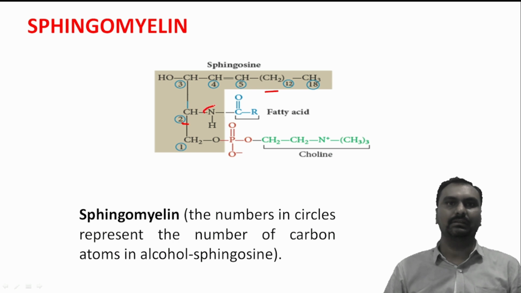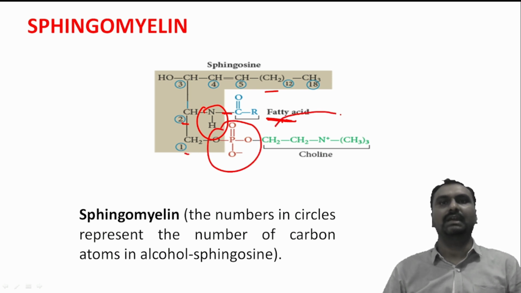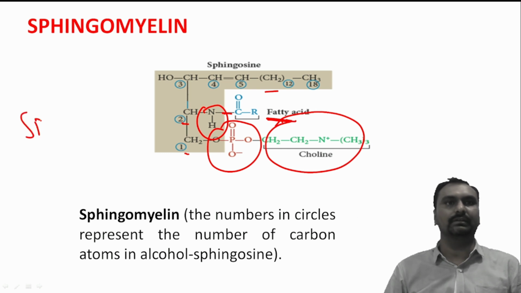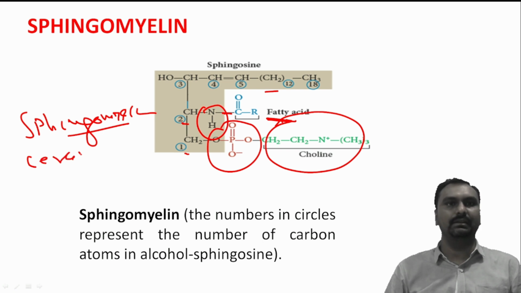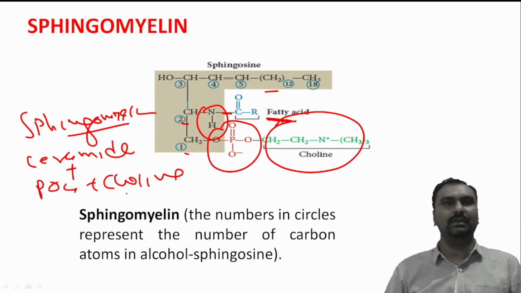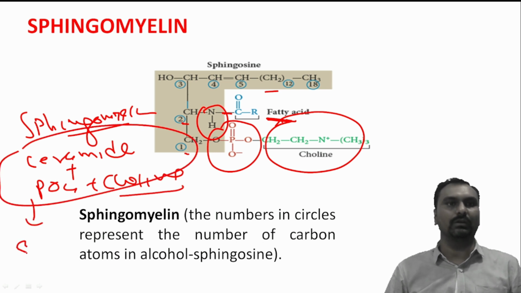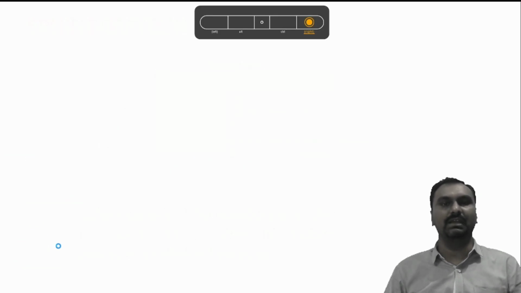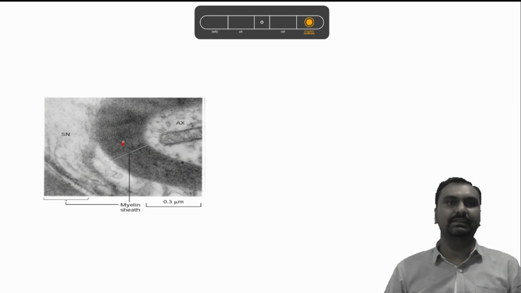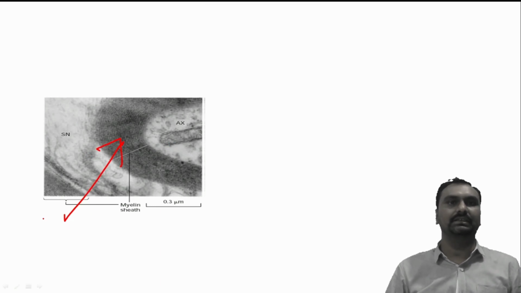At the second carbon, there is the amino group, and if a fatty acid is attached to that amino group, it is called a ceramide. And in the first carbon, if a phosphorus group and a choline group are attached, it is called a sphingomyelin. So to the ceramide, if phosphorus and choline groups are attached, it is called a sphingomyelin, which is a very important part of our myelin sheath. So this myelin sheath is made up of the sphingomyelin.